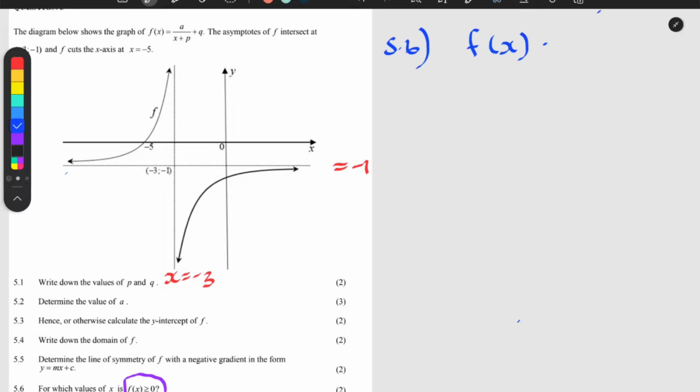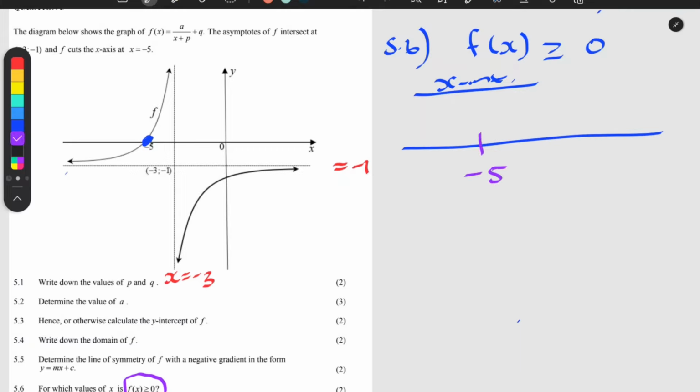Where is f of x greater than or equal to 0? Because there's a 0 in the question, we are looking at the x-intercepts. This function only has one x-intercept. It's this one over here. So I'm doing a number line for you. On my number line, I have the x-intercept, and I must always include the asymptote. My asymptote is negative 3.